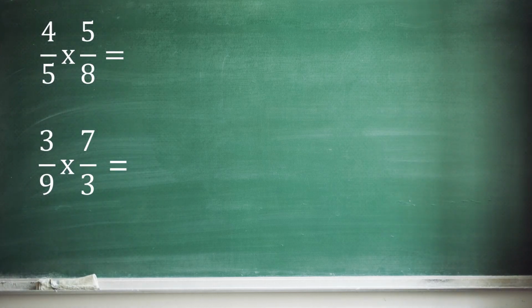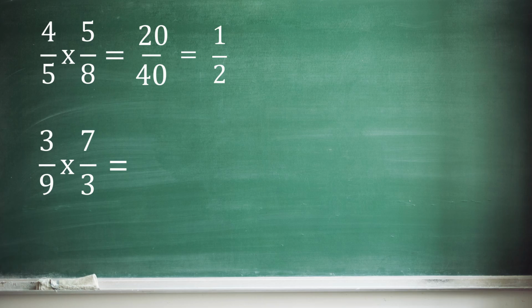Multiplying fractions is easier than adding or subtracting them because all you have to do is multiply straight across the top and then straight across the bottom. So for our first one, 4 times 5 is 20, and across the bottom, 5 times 8 is 40. It's a good idea to simplify your answer. It doesn't change it, it just makes it easier to work with. 20 over 40 can also be written as 1 over 2 because 20 is half of 40.